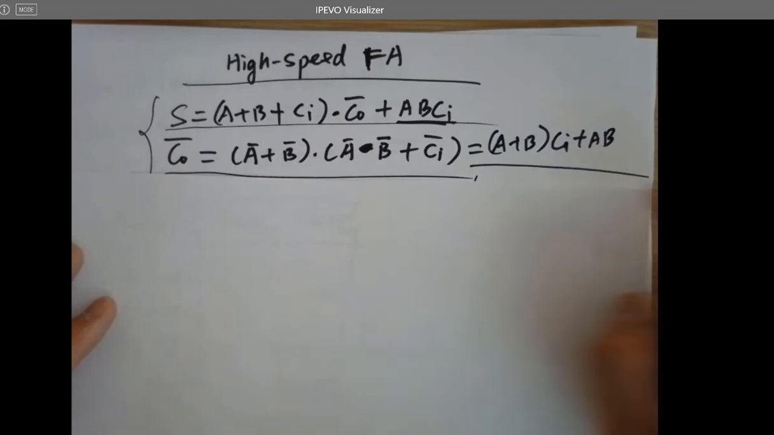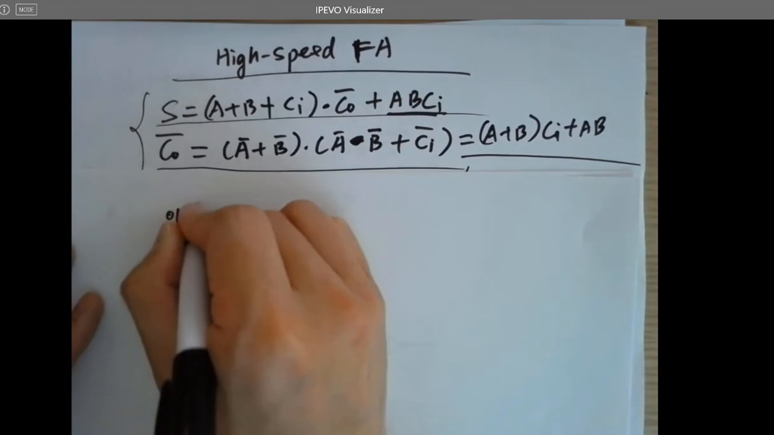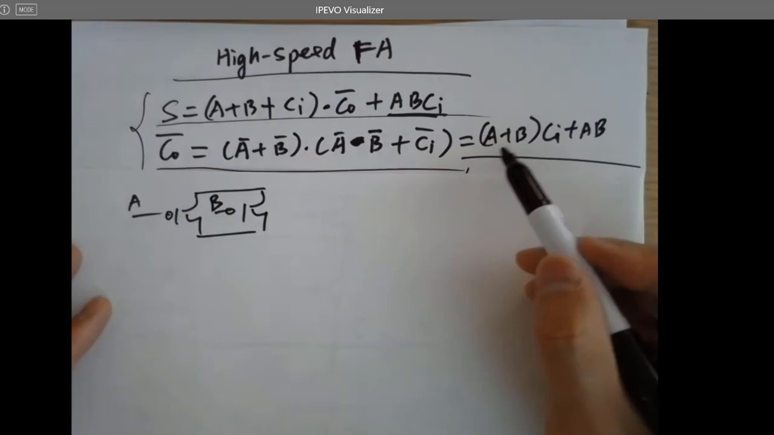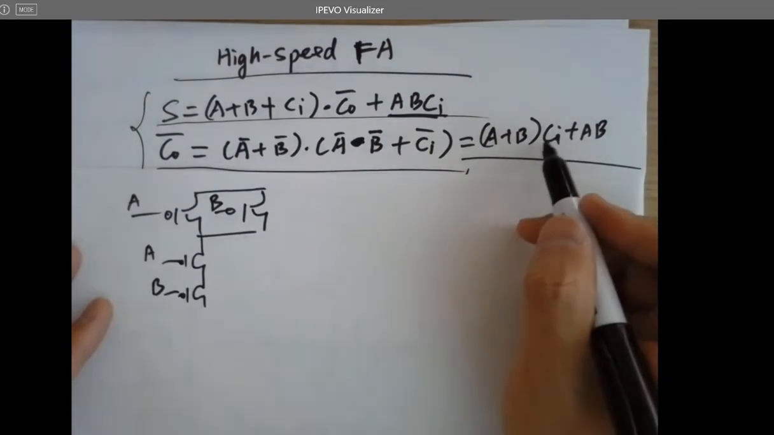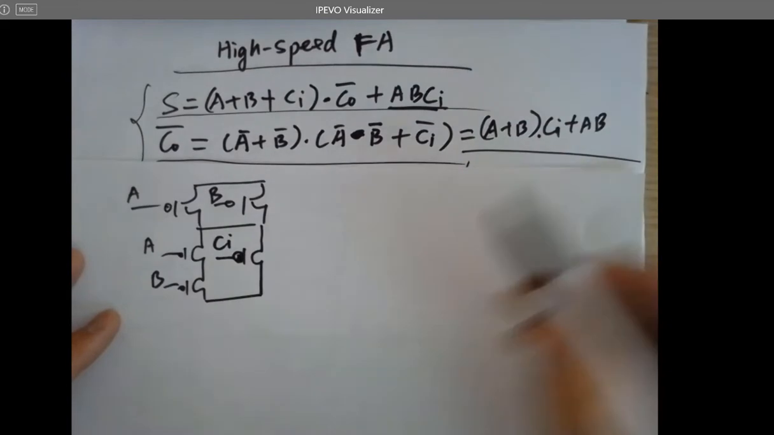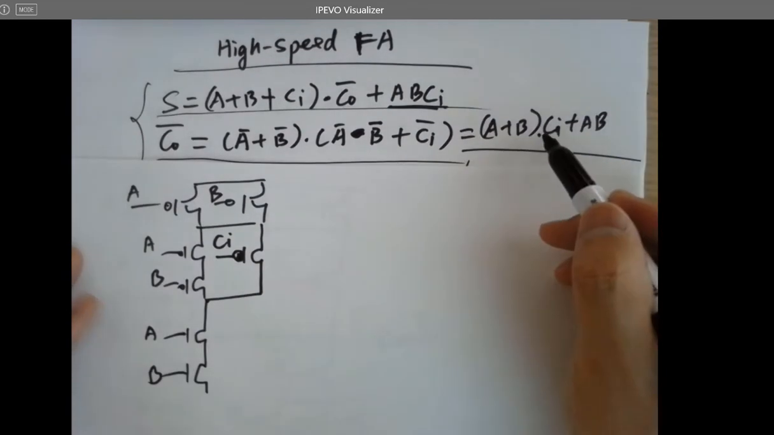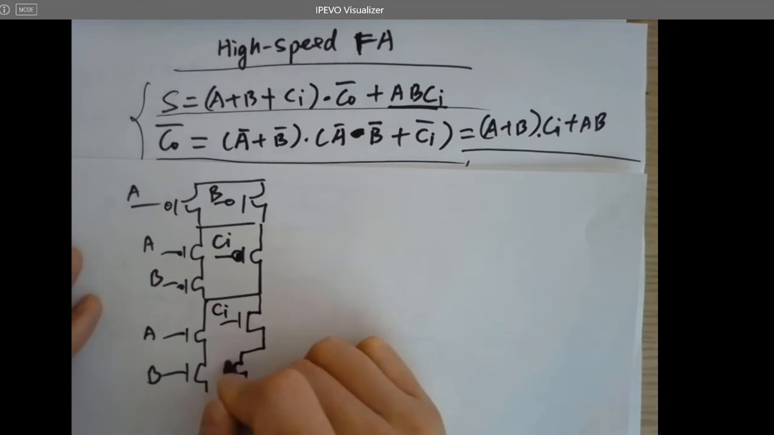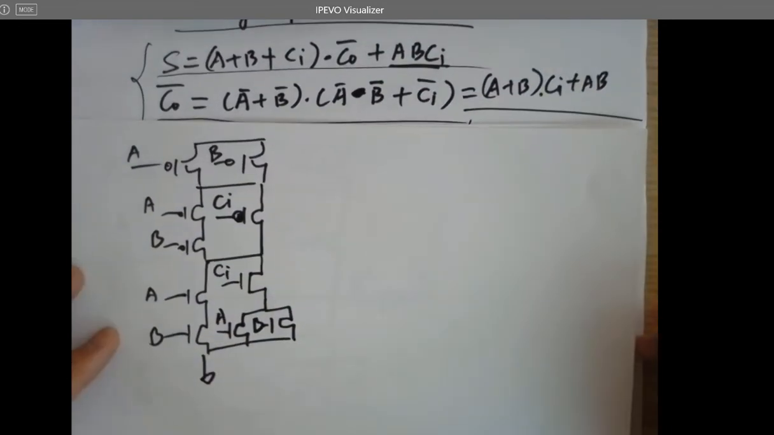A or B should be in series, and AB should be in parallel. A, B in series, and CI is unlogic, so in parallel. For AB in series, and ABCI. So CI should be in series with the parallel AB. That's B.